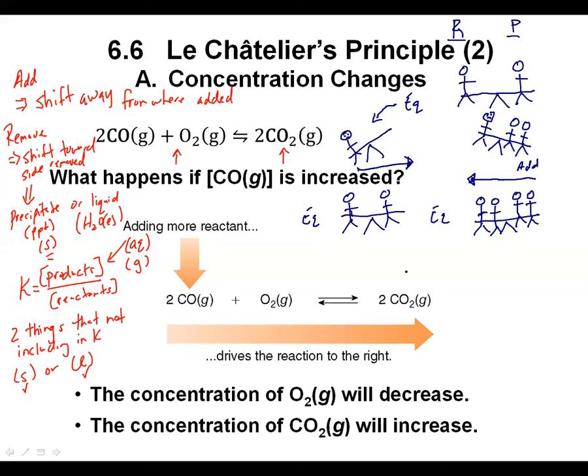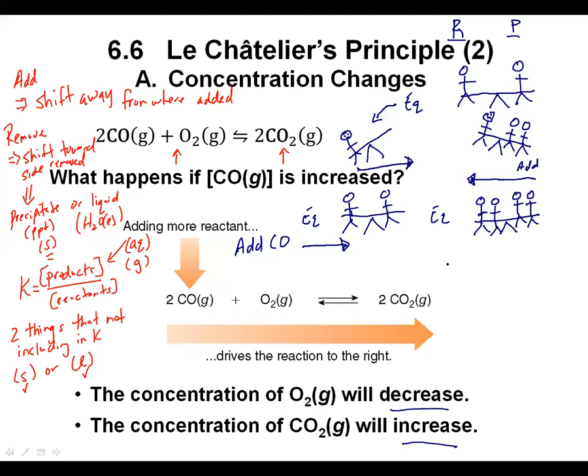So for example, if we added more CO, like the big arrow there basically denotes, CO is on the left-hand side of the equation. So it's going to cause the equilibrium to shift away from the side we added it to. And what that means in terms of concentrations is that the O2 will start to decrease, as it says here, because the reaction is heading to the right. The amount of CO2 should start to increase in that case. Again, O2 would go down, CO2 will go up. CO would actually go up a little bit because you added it, and then would come back down.